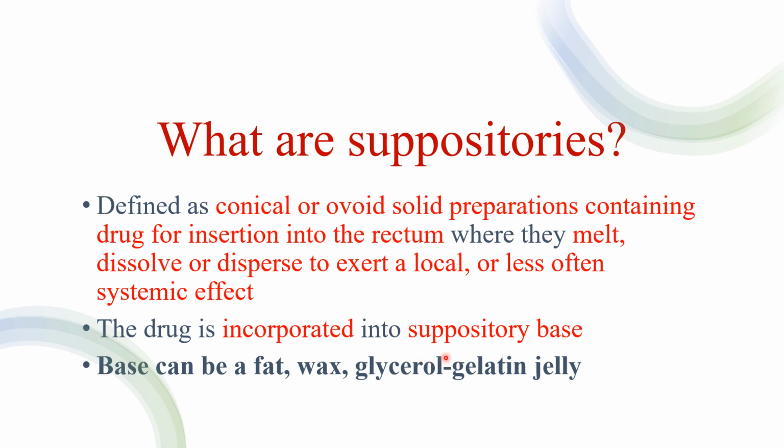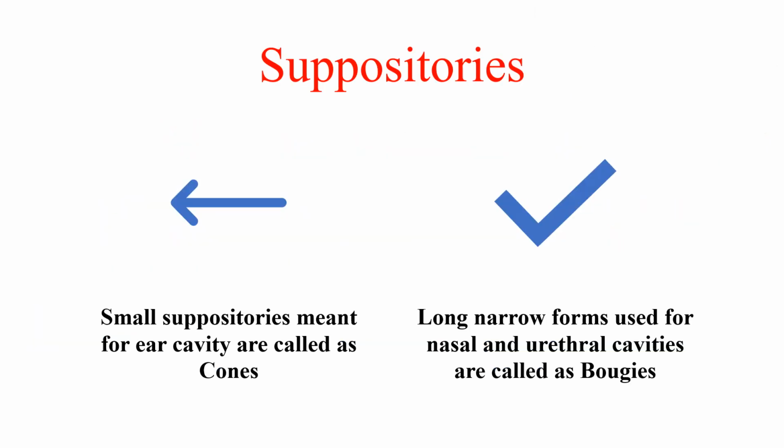The drug is generally incorporated into a suppository base. Commonly we use bases made from fat, wax, or glycerogelatin jellies. Suppositories may be of small size or long size. If a small suppository is meant for the ear cavity, it is called a cone. But if it is a long, narrow form used for nasal and urethral cavities, it is called a bougie.